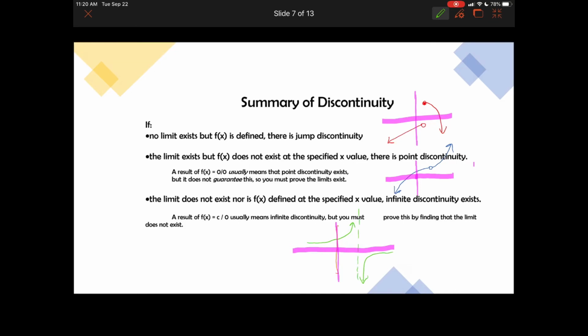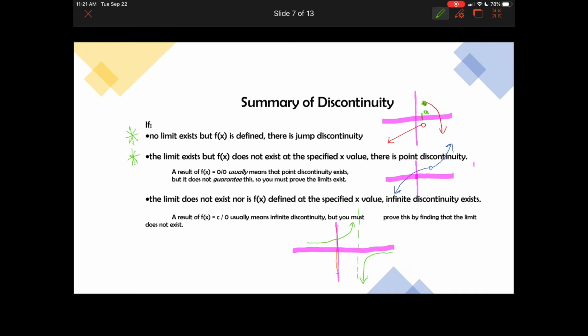You'll notice for this slide that I gave some visuals in the hopes that this would make more sense. But this is just to summarize the different kinds of discontinuities and what you'll see with each. For the first one, if we have no limit, but there is an f of x that's defined at that value, let's call that value a, then that would be an example of jump discontinuity. We would agree here that the limit doesn't exist, but there is a defined value at a.